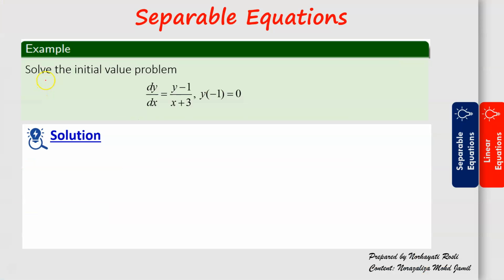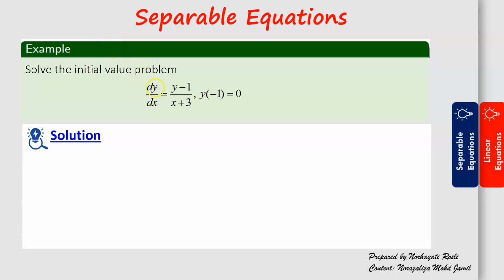Hi class, we go to the next example. Previously, you have learned how to solve ordinary differential equations using the separable method, but the problems had no initial condition. Now we want to solve the initial value problem, which means that you have an ordinary differential equation together with its initial value.